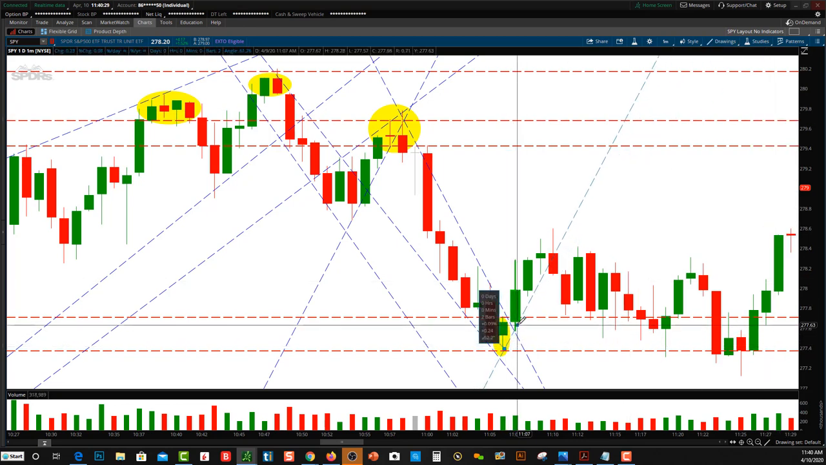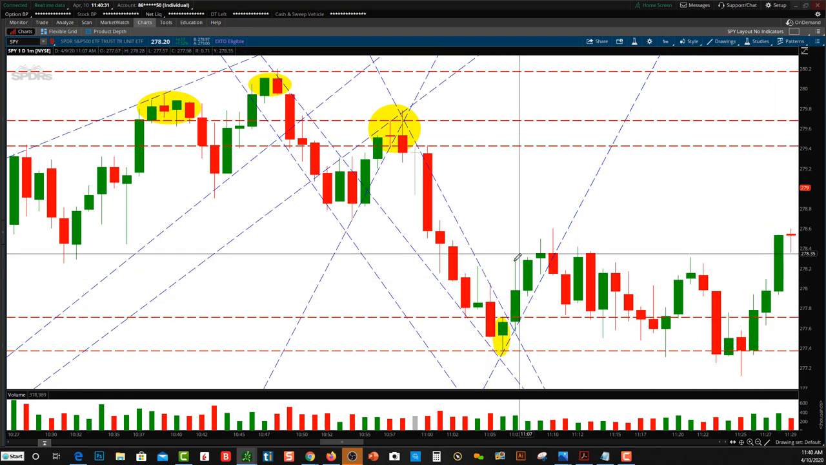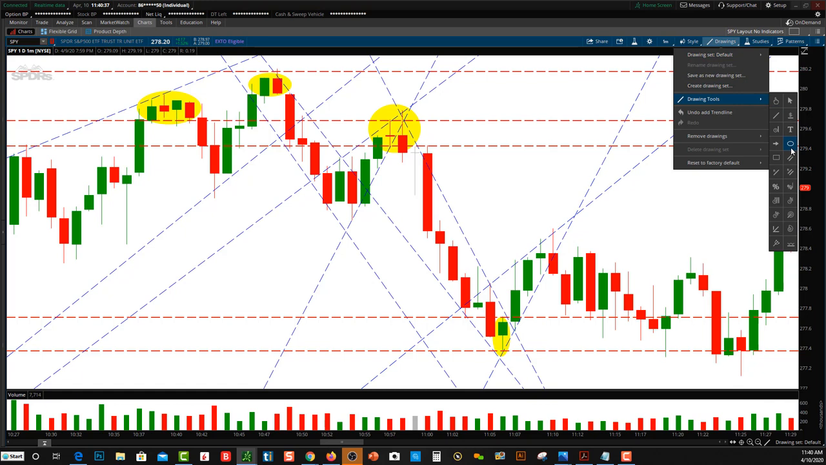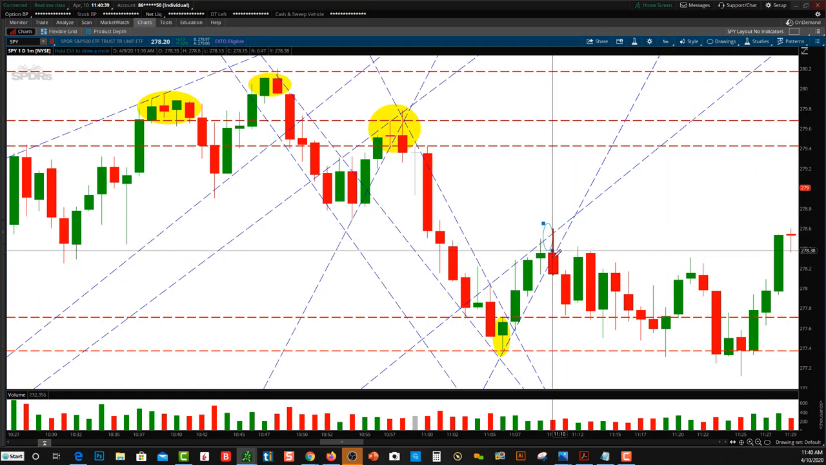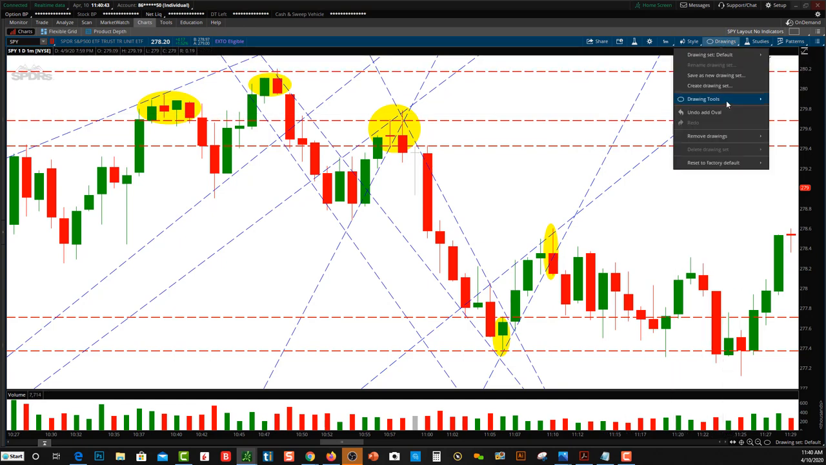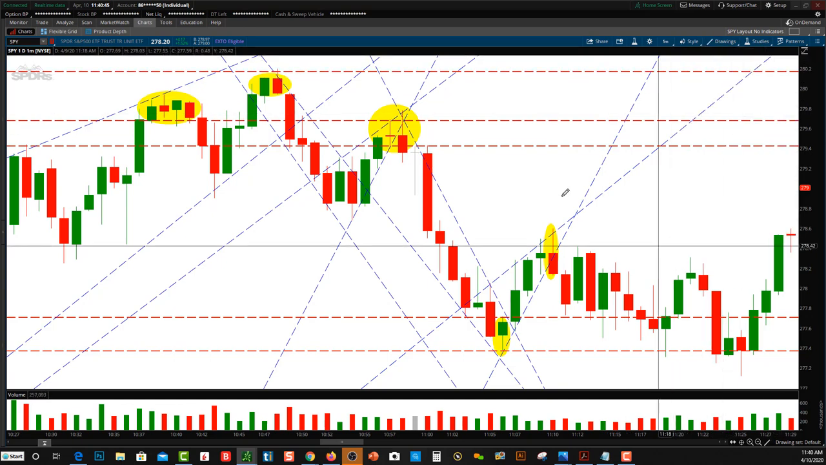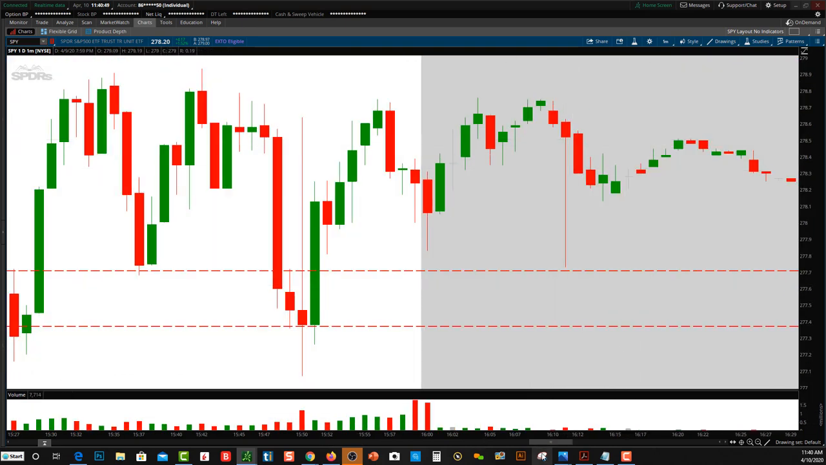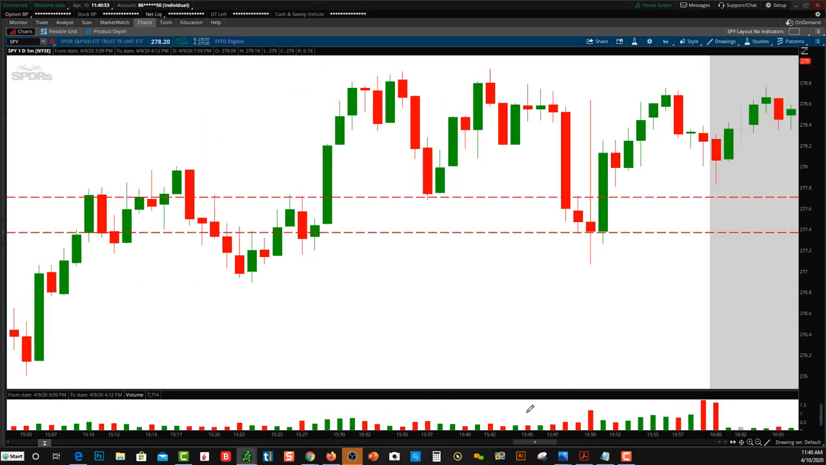What do you do now? Draw your trend lines again. What is this? Rising wedge. What did this candle do right here? Warning, falling wedge. What did it do now? Right here, rising wedge, falling wedge, rising wedge, falling wedge. You guys follow me? Rising wedge, falling wedge.